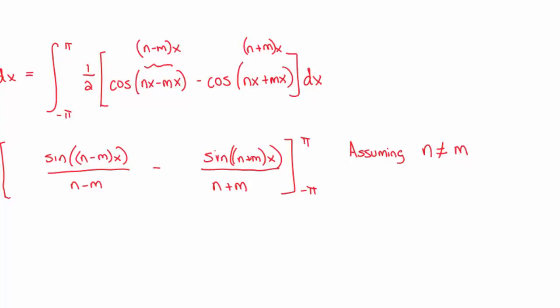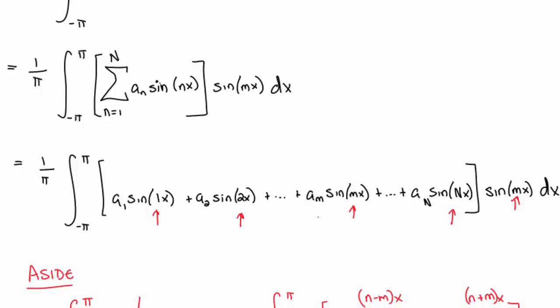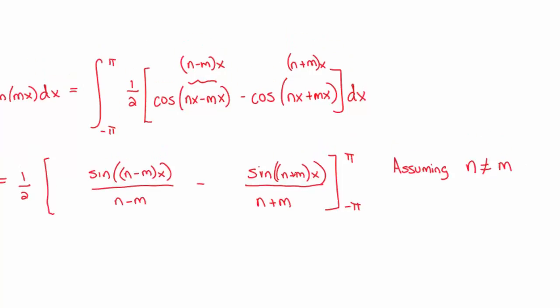That's a pretty big deal. Also, by the way, it is also assuming that n is not equal to a negative m. However, if n were equal to a negative m, remember where little n and little m come from. Little m is some point within this sequence, so it's a positive number, and little n is also a positive number. So there's no way they can be opposites, so I'm not worried about that. But it could be the case that little n is equal to little m. So I'm only dealing with the case where they're not equal, that is, little n is not equal to little m, and that's this case right here.